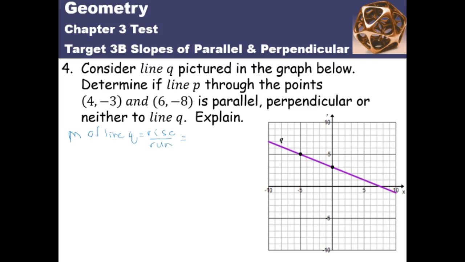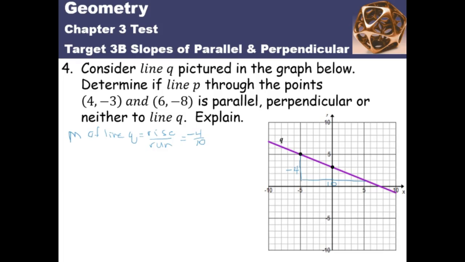So I have to go from left to right. So it looks like I go down. I go down how many? 1, 2, 3, 4. I go down 4 and I go over 10. 1, 2, 3, 4, 5, 6, 7, 8, 9, 10. Yeah, over 10. So down 4 over 10.